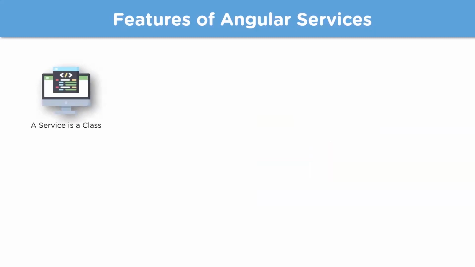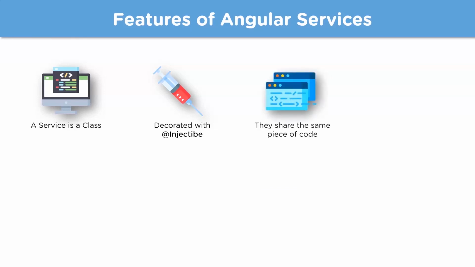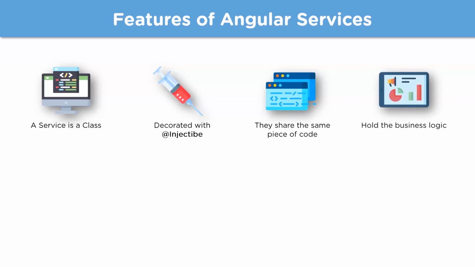Now typically an Angular service is simply a TypeScript class with an @Injectable decorator. This decorator tells Angular that the class is a service and can be injected into components that need that service. Now they can be used to share the same piece of code. They can also inject other services as dependencies. Now these services hold valuable business logic and can also be used to interact with the backend.